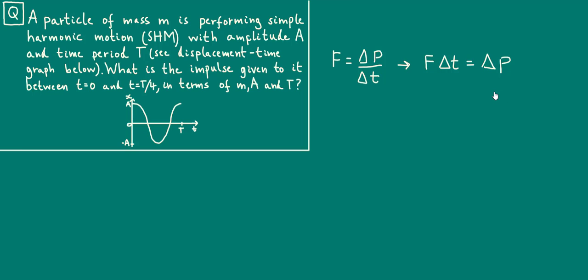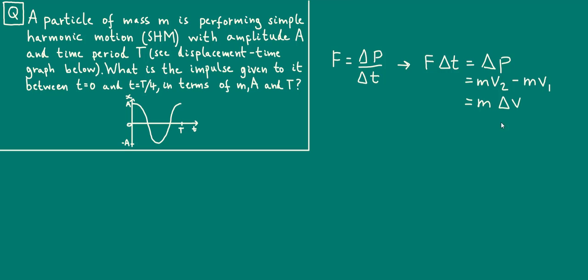Now recall that momentum is simply given by mass times velocity. So this change in momentum, we can express that as m times the final velocity, call it v2. So mv2 is the final momentum, take away the initial momentum, mv1. So we're calling the initial velocity v1. And we can express this equivalently as m times the change in velocity.